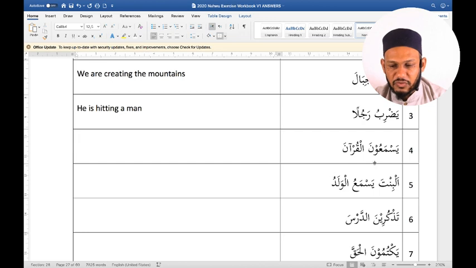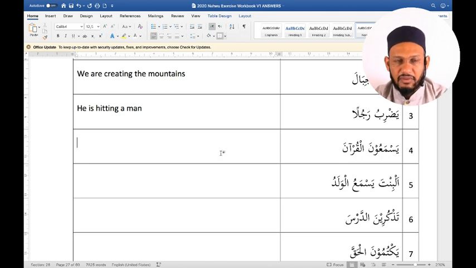Next one. Yasma'una al-Qur'ana. Yasma'una. I can see at the end there's an una added there. The una there is going to be the fa'il. And from the scale I know, yasma'u, he is hearing. Yasma'una, they are hearing or listening to the Quran.